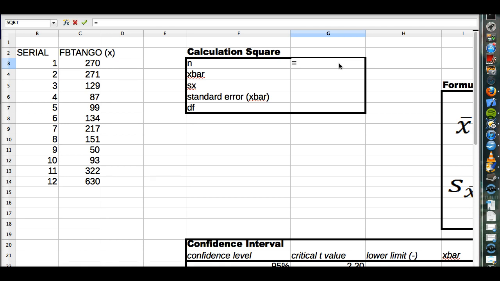So to begin with, we're going to count the number of observations we have in our data set, like that. And we find that we have 12 observations. Well, okay, that's a signal. We should be using the t-distribution.